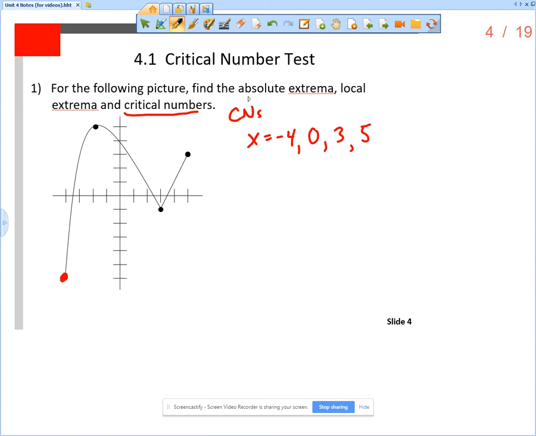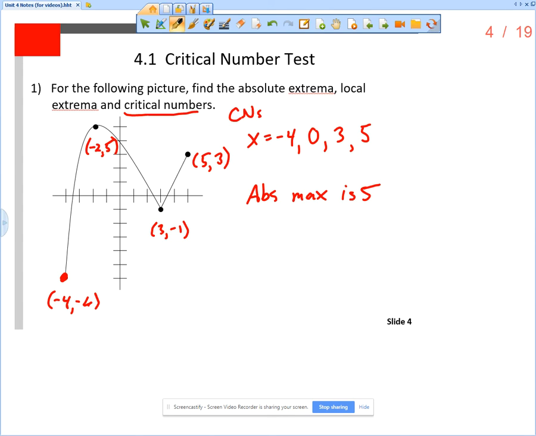Now, absolute extrema. Look at the critical numbers and find the y value. This point here is (-4, -6). This point here is (-2, 5). This point here is (3, -1). And this point here is (5, 3). So what is the absolute maximum? The highest y value over this function's entire domain is 5. So the absolute max is 5. It's important to remember the absolute maximum is a y value, right?